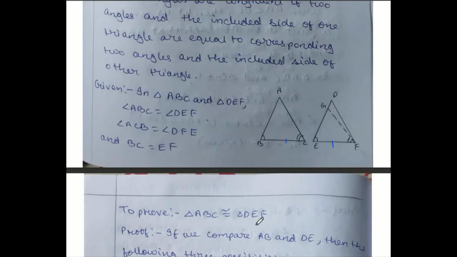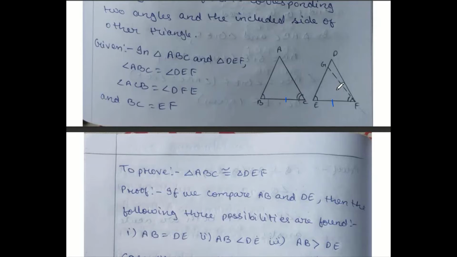So to prove triangle ABC congruent to triangle DEF. At present we don't know whether both the triangles are congruent or not. So in our proof, first we can compare AB and DE. Even if you want, you can compare AC and DF also. Since we don't know whether the triangles are congruent or not, AB and DE may not be equal. So if we compare AB and DE, then the following three possibilities are found.